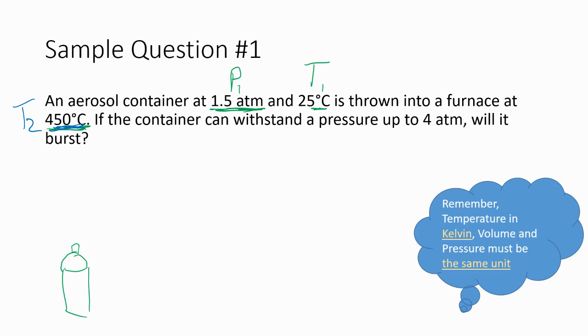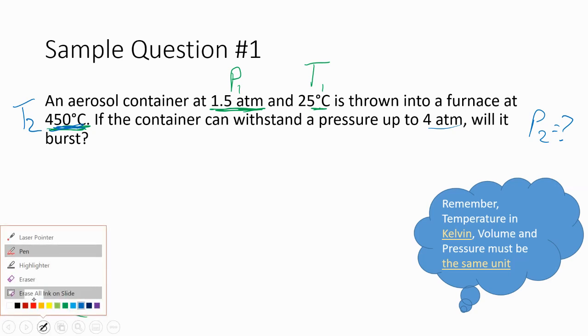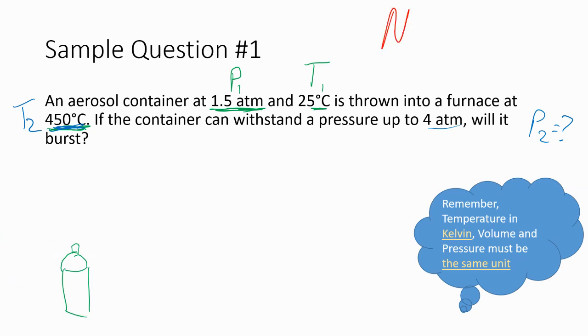And you're trying to figure out what pressure this can will be, and whether it will be around 4 atmospheres. So you're looking for P2, and that's just a matter of looking at the question. What you'll notice is there are no liters. And since there are no liters, we can drop the volume.